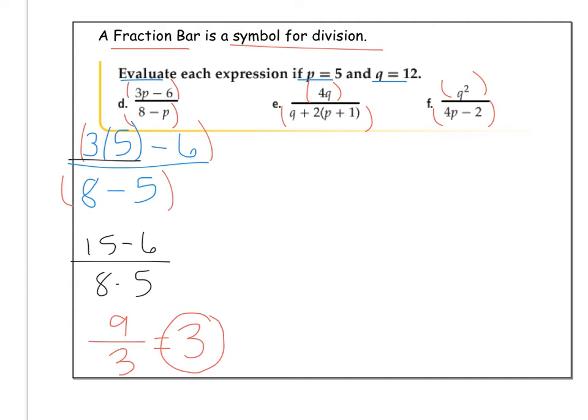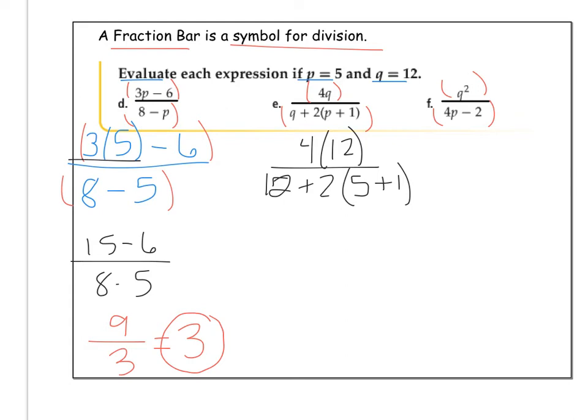Over here, we're going to do the same thing for example E. Plug in what we know. 4 times Q, which is 12, over Q, which is 12 again, plus 2 times the sum of P, which is 5, plus 1. Notice again, I've just replaced the variables with their values. Now I'm going to work on the top and the bottom.